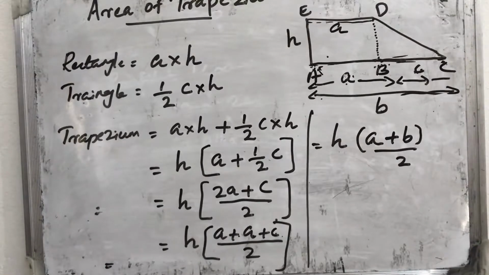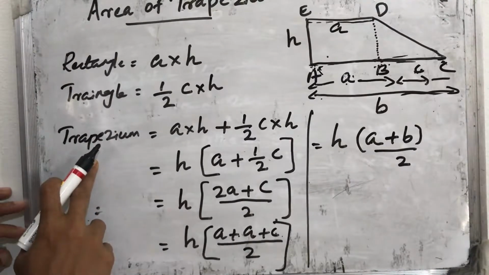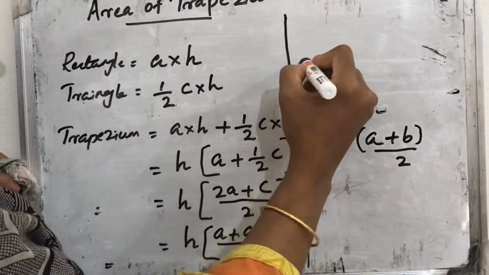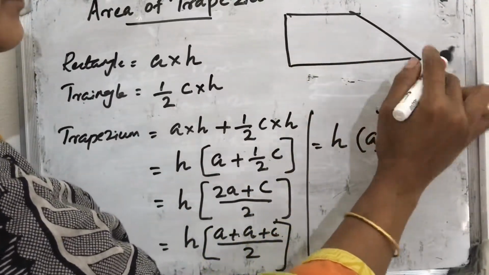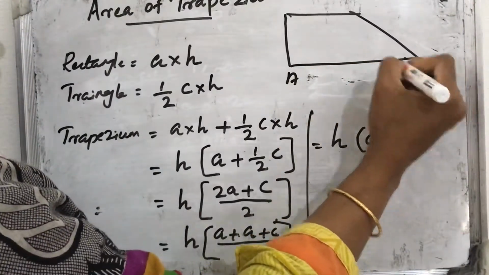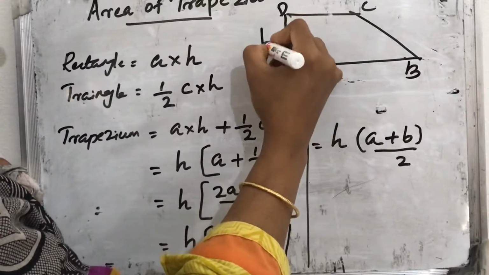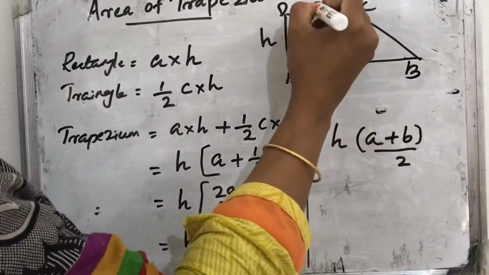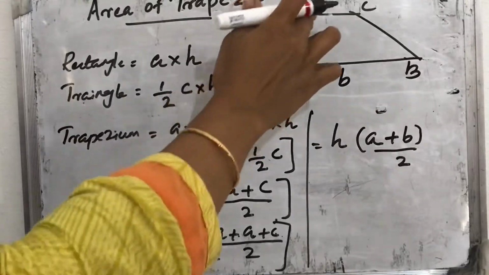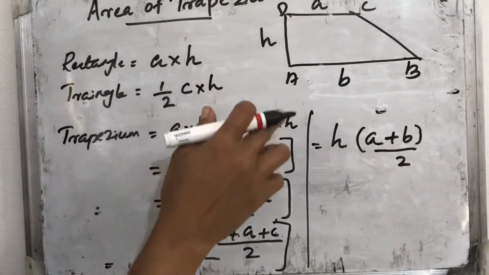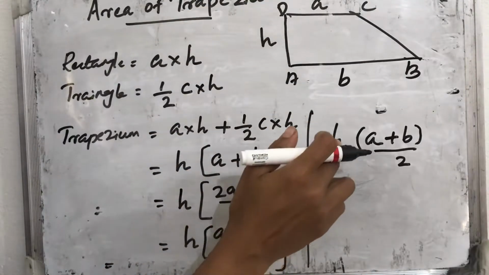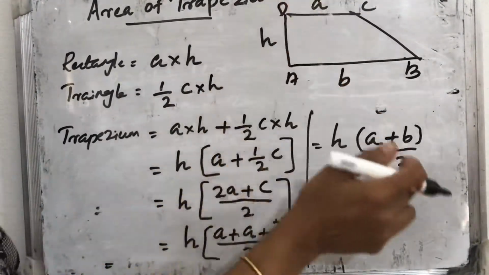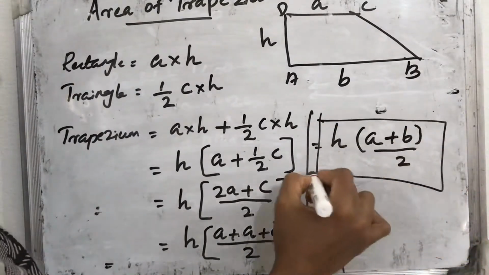So the general equation for finding the area of a trapezium, now without these figures, if we consider only the whole trapezium, this shape A, B, C, D, if the height is given as H, and if this side is B, and this other parallel side has length A, then the area of this trapezium will be H into the height of this trapezium, into the sum of these two parallel sides A plus B divided by 2. This is the equation for finding the area of a trapezium.